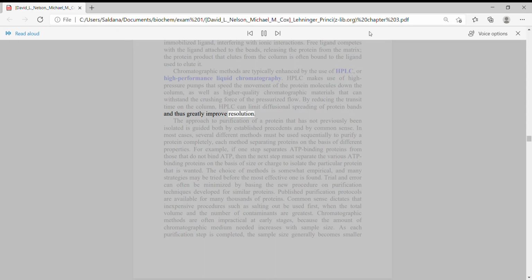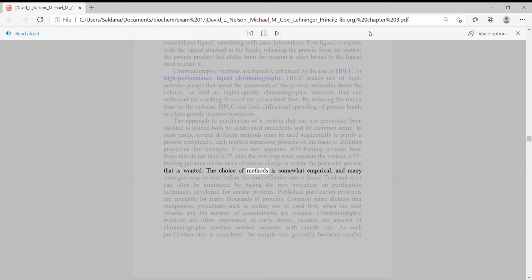The approach to purification of a protein that has not previously been isolated is guided both by established precedents and by common sense. In most cases, several different methods must be used sequentially to purify a protein completely, each method separating proteins on the basis of different properties. For example, if one step separates ATP-binding proteins from those that do not bind ATP, then the next step must separate the various ATP-binding proteins on the basis of size or charge to isolate the particular protein that is wanted.